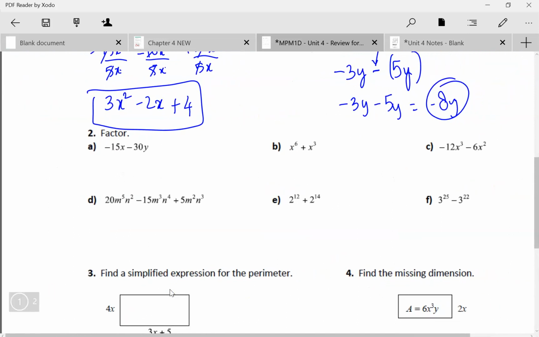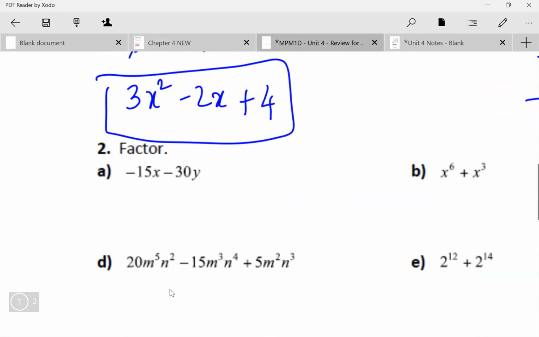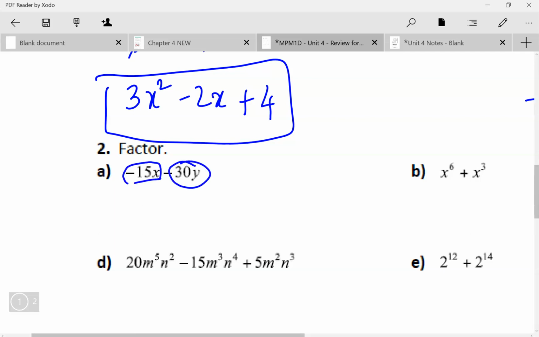All right, so let's practice now some factoring. Sorry, to continue where we left off. We're going to factor this by looking for the greatest common factor first. So we see here we have a negative 15 and a negative 30. Now when everything is negative, it's good practice to factor out the negative as well. So we're going to factor out a negative.